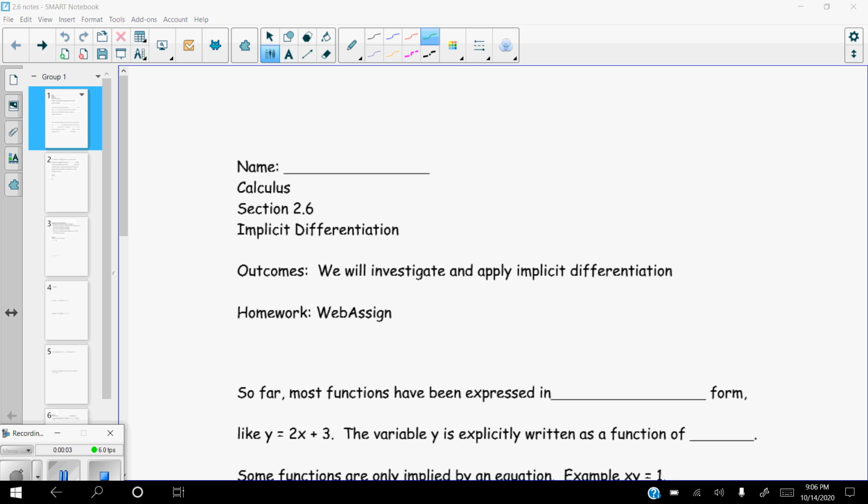Okay, this is section 2.6. So we've gone through a bunch of the differentiation or derivative rules. We've gone through the power rule, the product rule, the quotient rule, the trig derivatives, and the chain rule. Now we're going to talk about something which is called implicit differentiation.